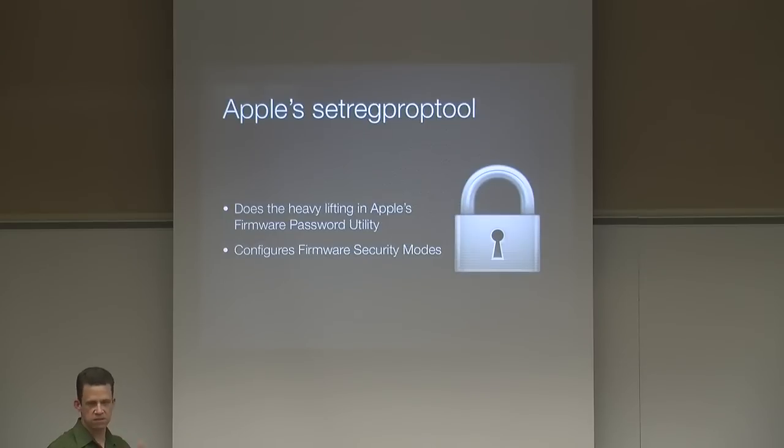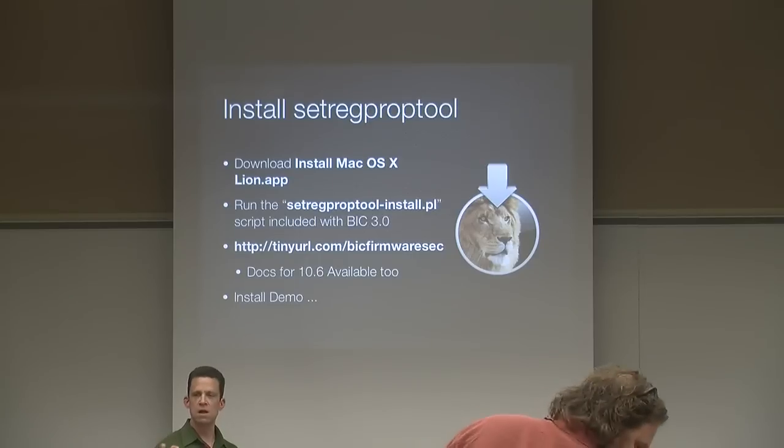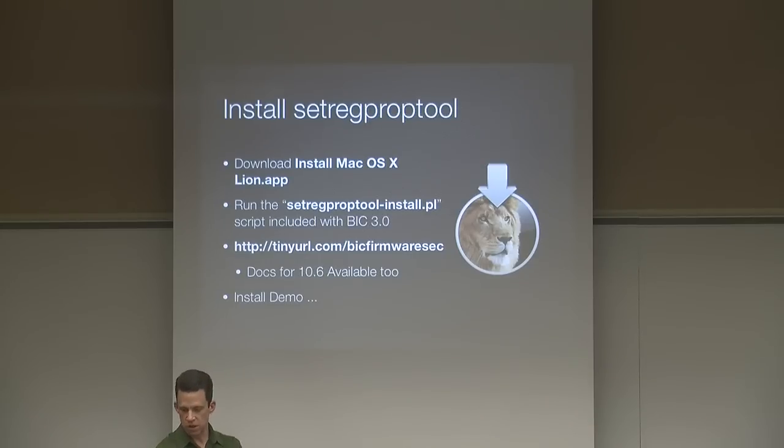They really don't make it easy to get to this utility. It comes with your install media. System admins are going to have access to it, but they don't want to make it downloadable from the net in case it encourages script kiddies to do more stuff with it. But this is the tool. Inside of it though, you'll need to get the setreg prop tool. It's a command line executable that actually changes and manages the firmware security on the old machines and the new ones as well.